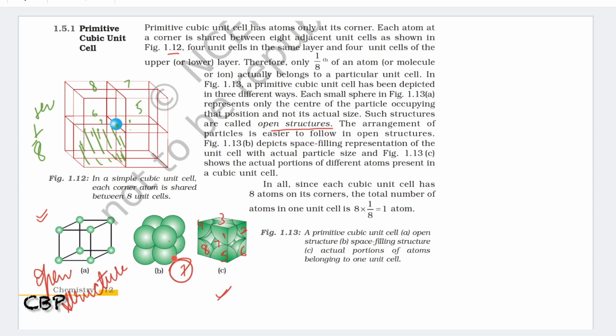Now these are the following representations. First one is the open structure. Second one is the space filling structure, because there is no space left in between these atoms. And third one is the actual positions of these atoms belonging to one unit cell, that is, how much portion they share or occupy. This is all about the primitive cubic unit cell, which shares only 1/8 portion of each atom in one unit cell, okay.